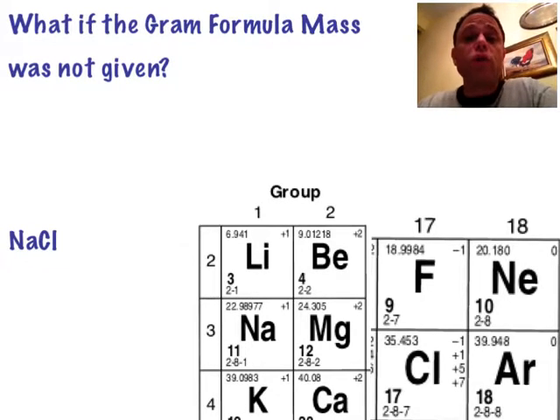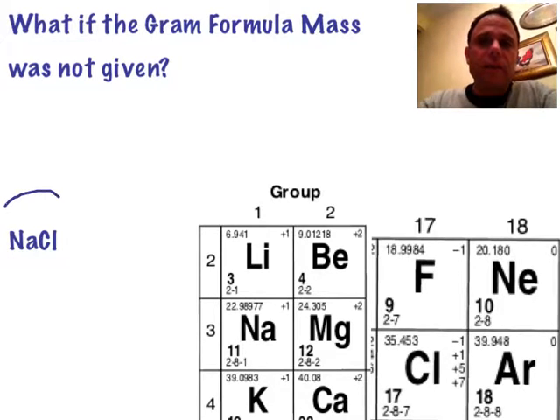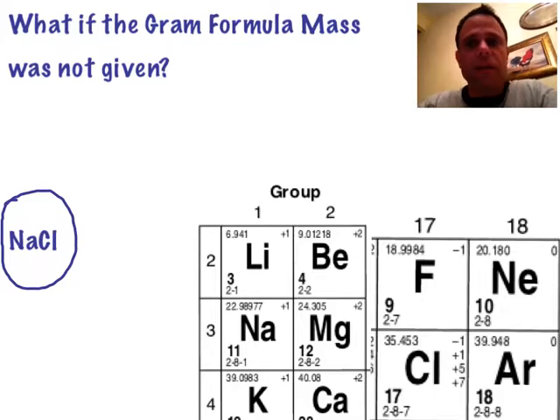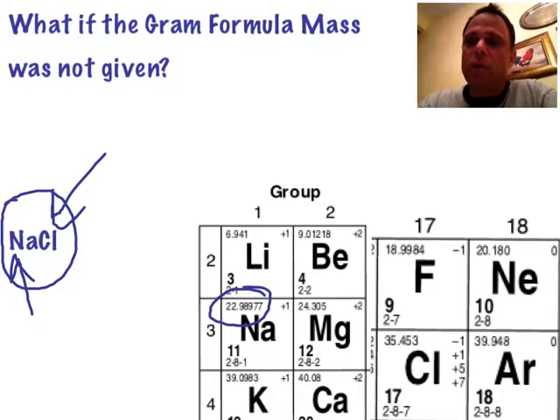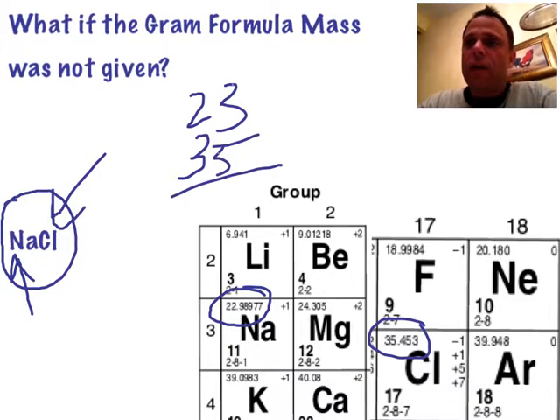Okay, well that's great if the gram formula mass was given, but what if it wasn't? So let's take into consideration NaCl. What is the gram formula mass of NaCl? Well, we have 1 sodium, 1 chlorine. We take the mass of 1 sodium, which is 23, and the mass of 1 chlorine, which is 35, and we get 58 grams per mole.